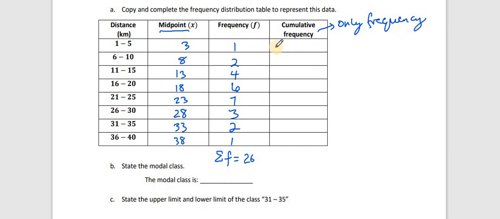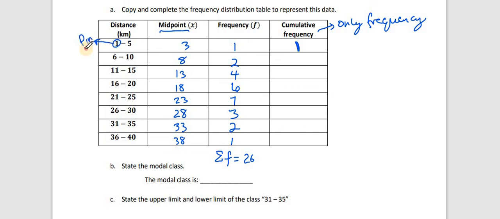So in the first row, you should have a 1 here. They will always be the same in the first row. So what it's saying here, the students that walk a distance of 1 kilometer to 5 kilometers, we only have 1 student. Cumulative frequency always starts at 1 at the very first class, the lower limit of the first class. So we're going to pin it right there.